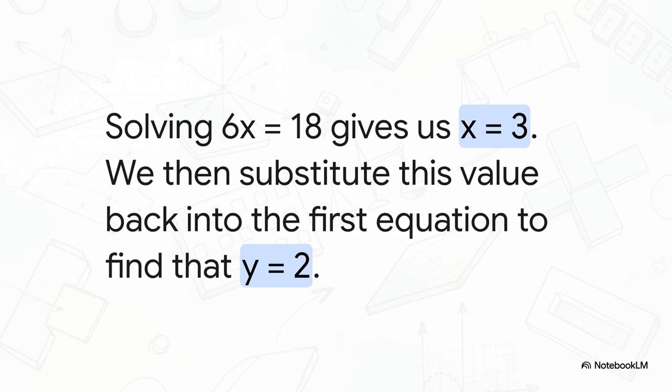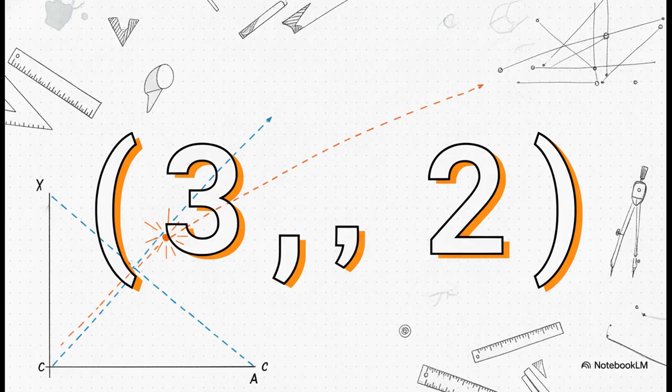So 2 times 3 is 6. The equation is now 6 plus 3y equals 12. Subtract 6 from both sides, you get 3y equals 6. Divide by 3, and you found that y equals 2. And there we go. The meeting point for this system is the ordered pair (3, 2). By just lining them up and knocking out a variable, we found our answer.